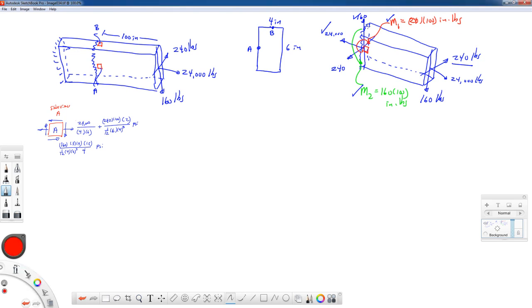Alright, so let's look at point B. It's sitting at the middle of the top. So now I'm going to take a look at a top view of point B.